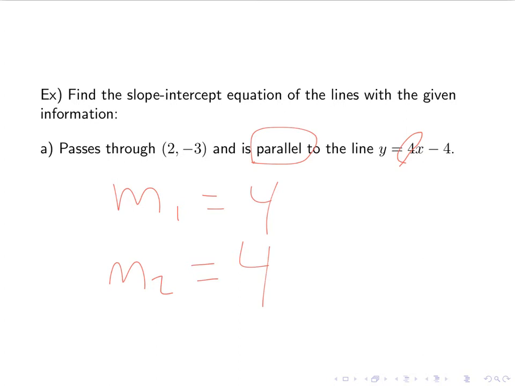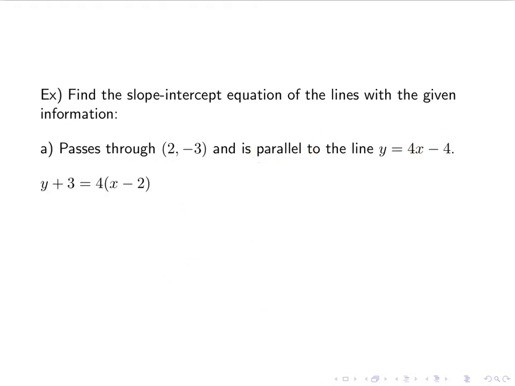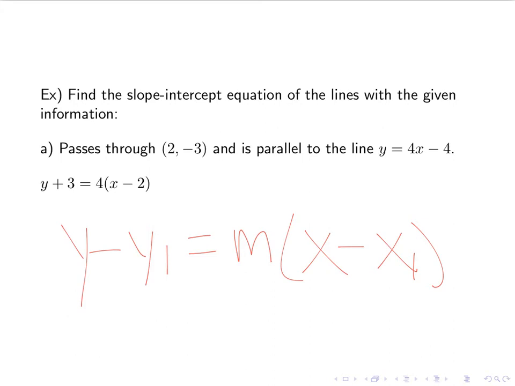So now I have the slope, I also have a point, and I can put my equation directly into point-slope form. So we're going to start with point-slope form. Remember, the equation is y minus y1 equals m times x minus x1. So y minus negative 3 becomes y plus 3. My slope is 4, and then I have x minus 2.